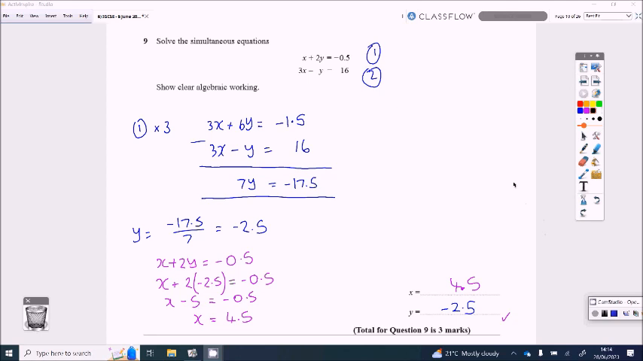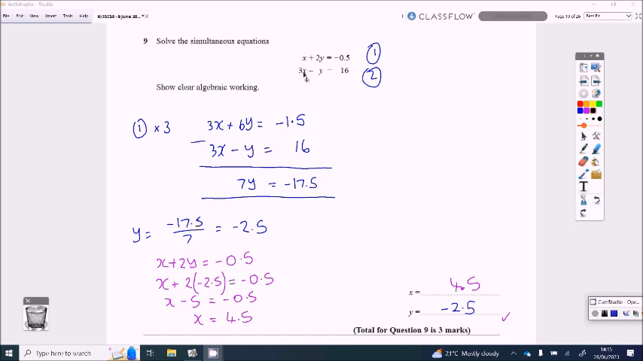Question 9. Now we need to eliminate one of our variables. We need to eliminate either x or y. Now I've called these equation 1 and equation 2. Now I could have just taken equation 2 and doubled it to get minus 2y, then added them together. That would allow me to eliminate the y's, and that's absolutely fine. But I'm going to choose to eliminate the x's.